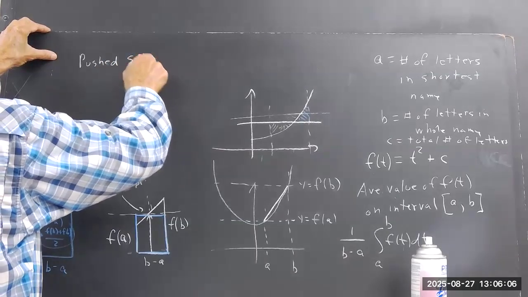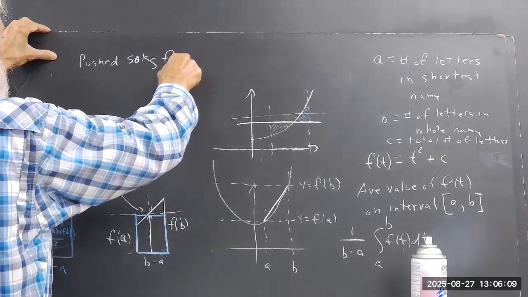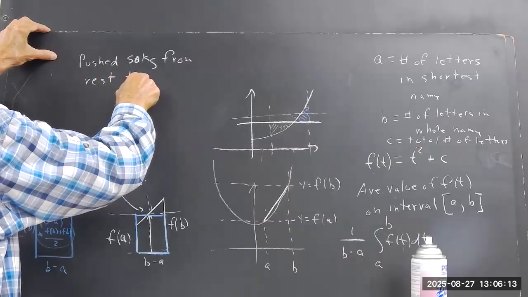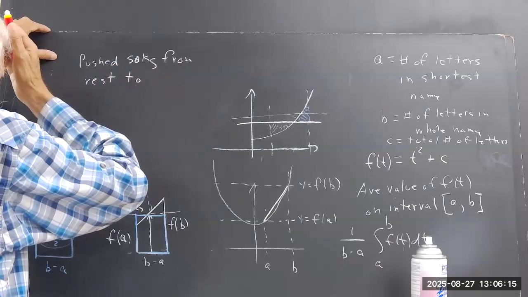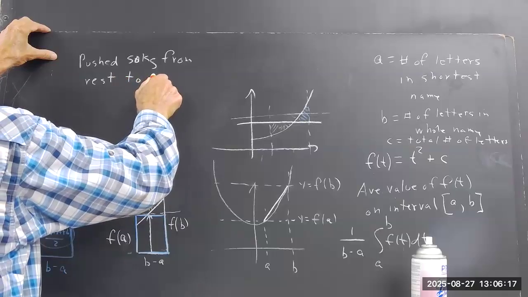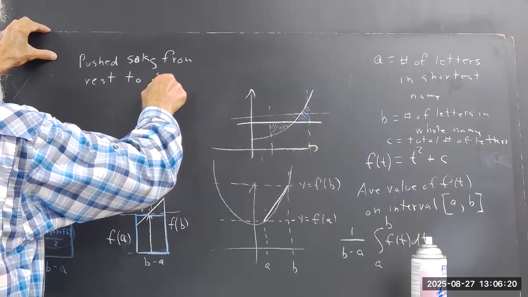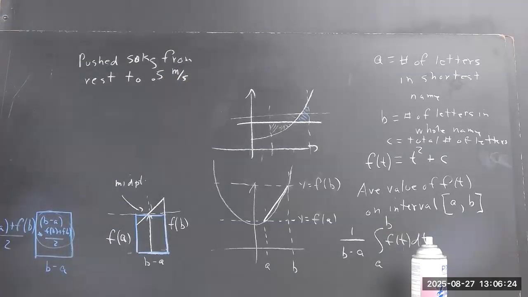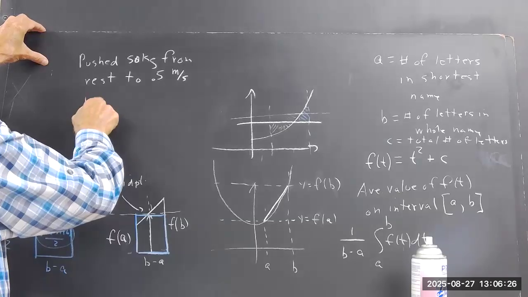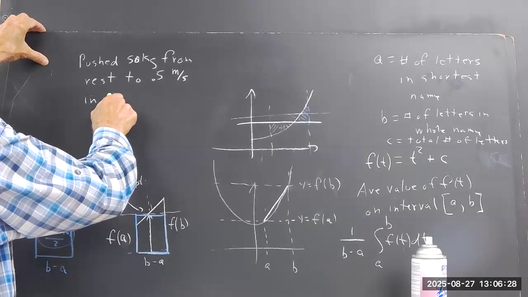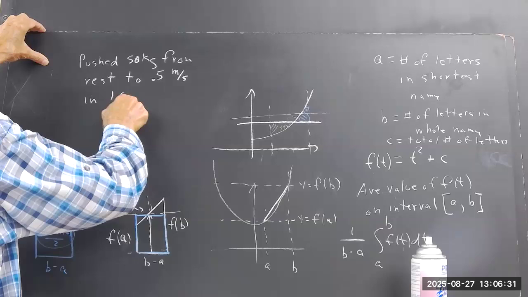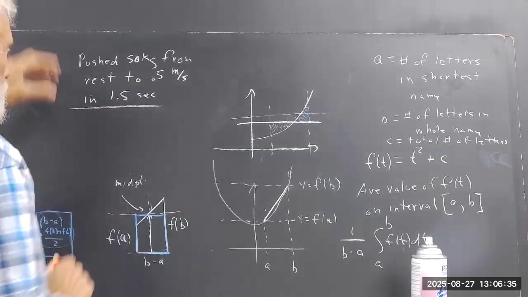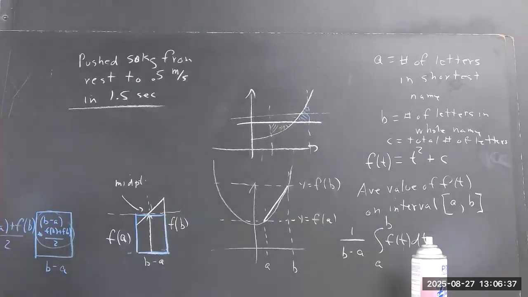All right, so I pushed 50 kilograms to 0.5 meters per second in 1.5 seconds.